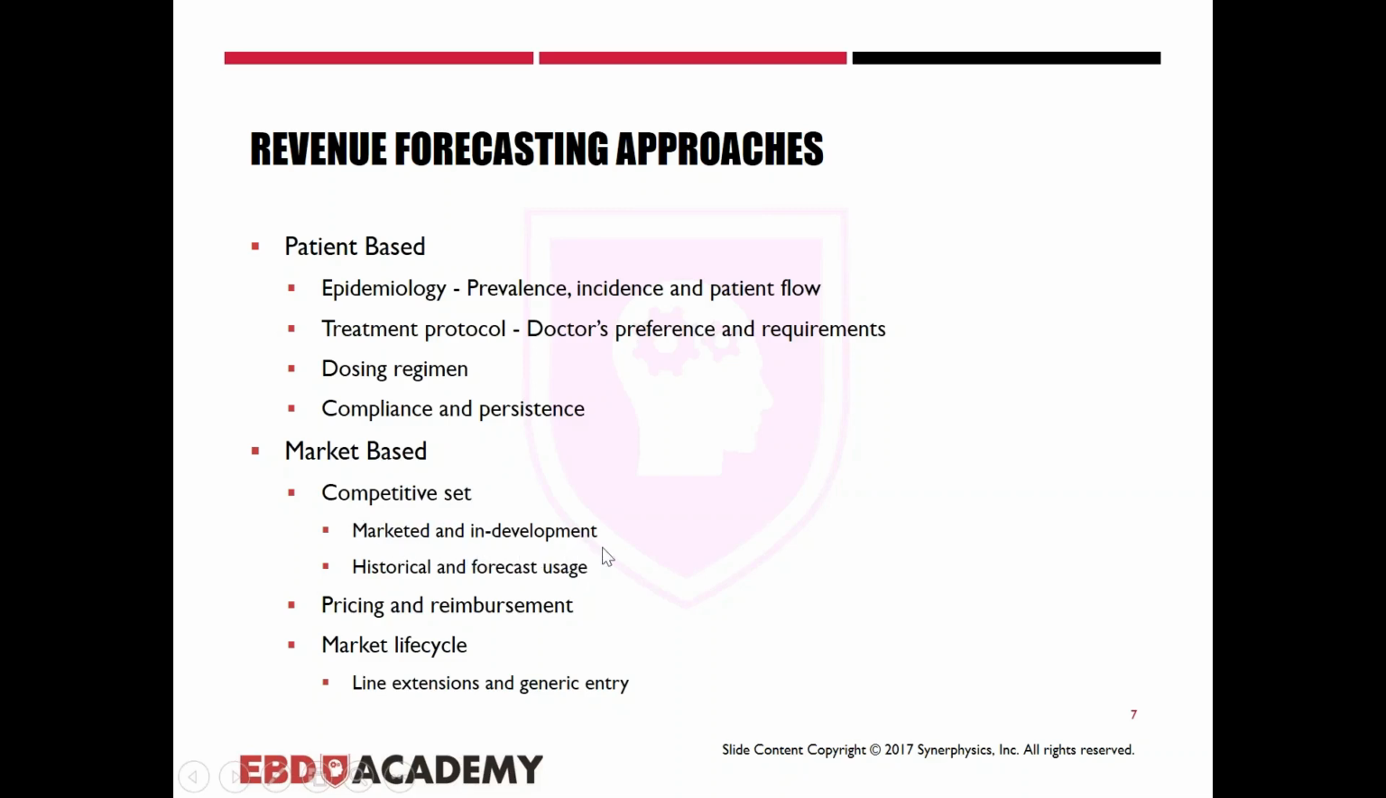What gets tricky with the competitive set is if you're working on products in development, or most any product for that matter, you have other products in development that might launch during the time that your product is on the market. So you have to look at what's in development, make an estimation of what's going to launch, and estimate how your product will be positioned in the then-current competitive set. Then we think about pricing, reimbursement, and market life cycle with those.